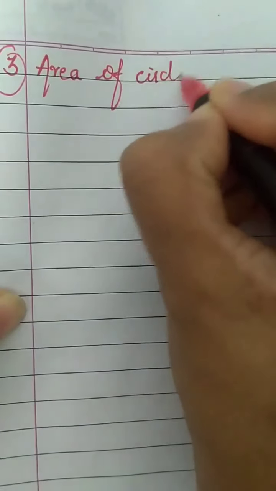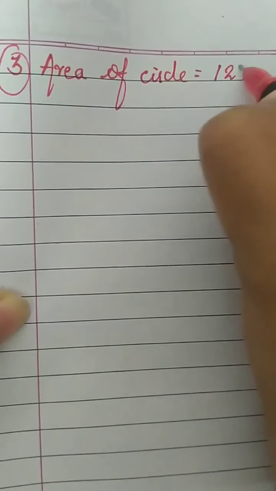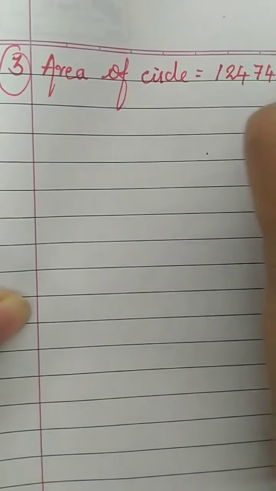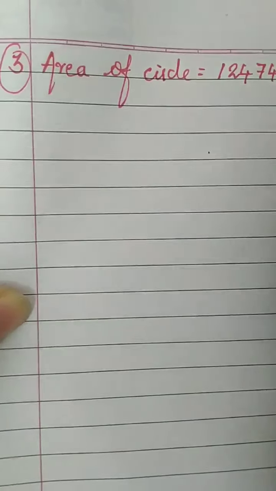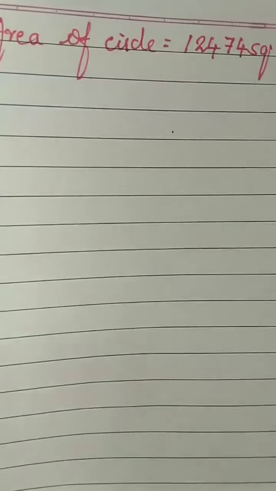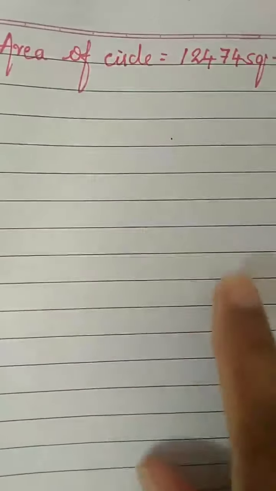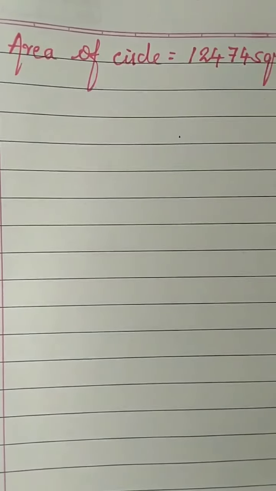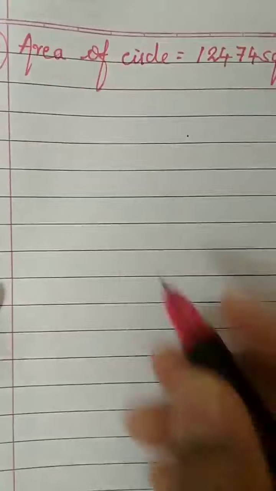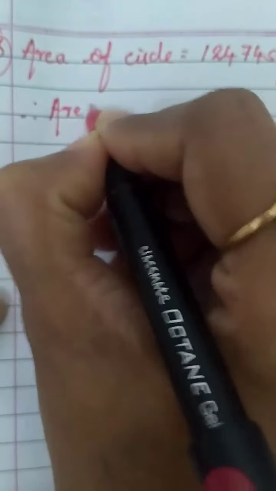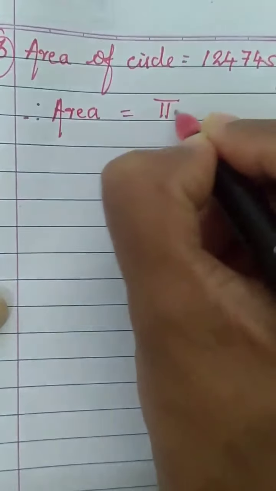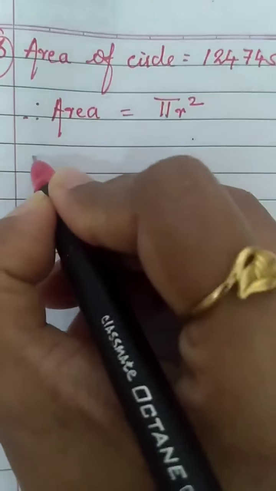Area of circle is equal to 12474 square centimeter. Area of circle is given as 12474 square centimeter. Again the question is find diameter. Use the same method. You will write the formula. Area is equal to pi r square. Below area write the value.